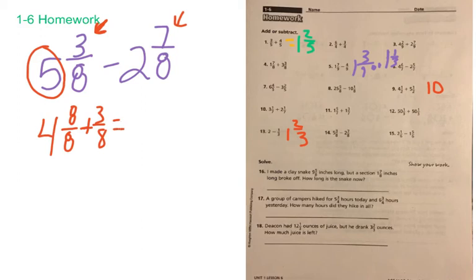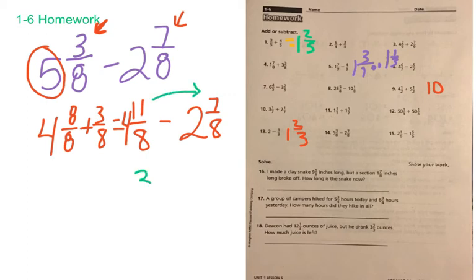And that is now going to equal 11/8, or 4 11/8, minus 2 7/8. And now we can subtract our fractions. 11 minus 7 is 4. Our denominator stays the same, 8. And then 4, our whole number, 4 minus 2 is equal to 2. So our answer is 2 3/8.